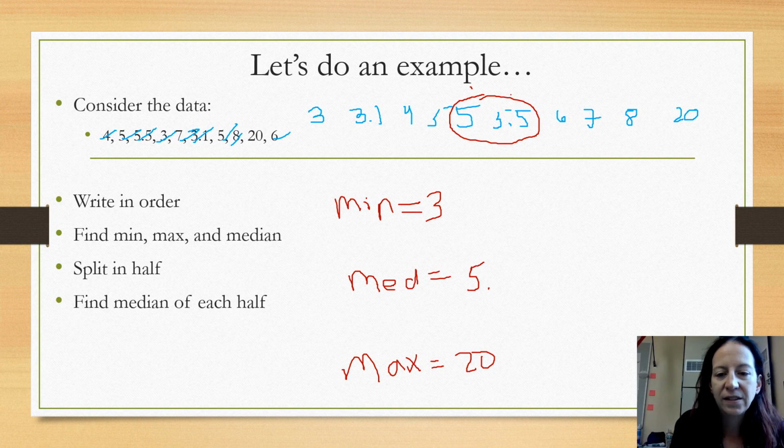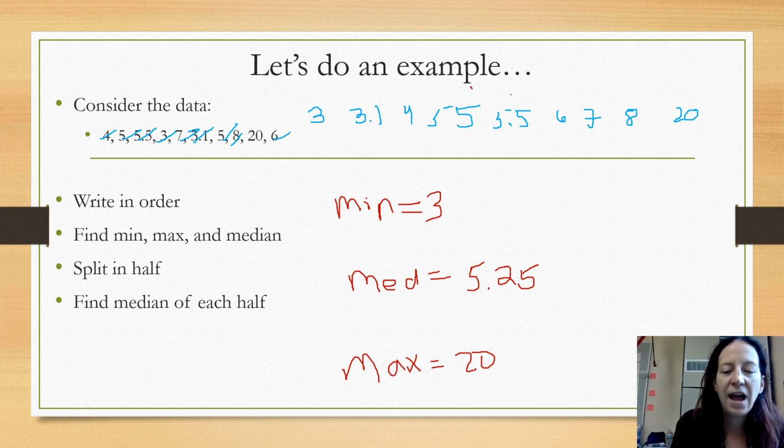And so obviously decimals are totally fine to have here. I'm going to go ahead and erase that. Next step is to split the numbers in half. Well, there are 10 numbers in this list, so I can split them right down the middle. I have 1, 2, 3, 4, 5 numbers on the left, and 1, 2, 3, 4, 5 numbers on the right. So I can split them straight down the middle. You don't throw anything out in that situation at all.